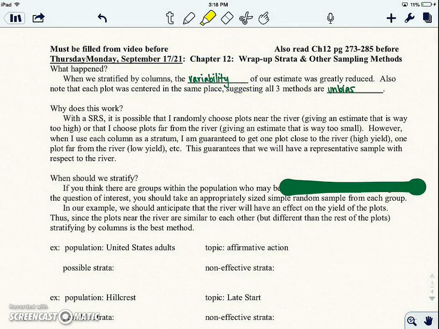Well, with a simple random sample, it is possible that I randomly chose plots near the river, giving an estimate that is way too high, or that I chose plots far from the river, giving an estimate that is way too small. However, when I use each column as a stratum, I am guaranteed to get one plot close to the river and one plot far from the river, etc. So I'm getting one from each little area. This guarantees that we will have a representative sample with respect to the river.